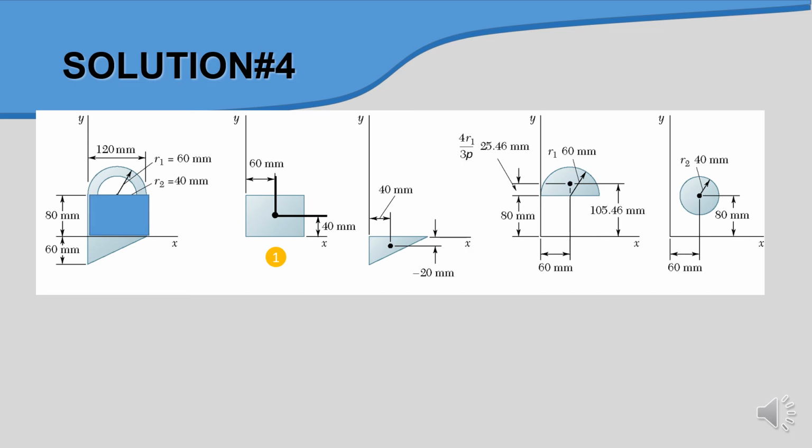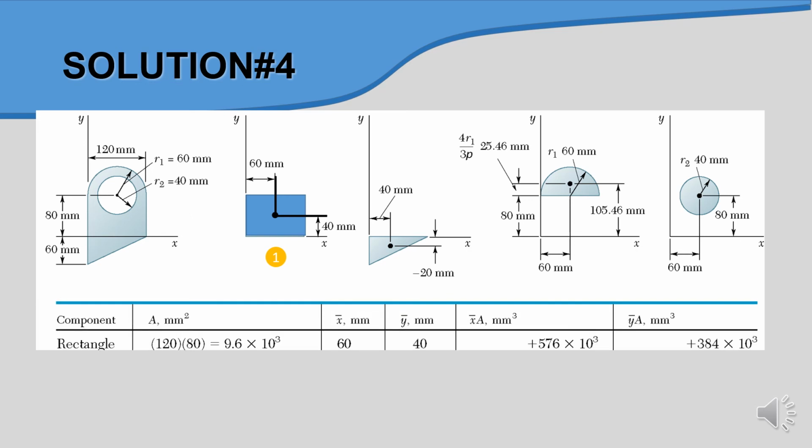So we will proceed to the first shape. Basically we have a rectangle. We calculate the area, and then we try to get the x bar and y bar. Here all the shapes are in the coordinate system, so you cannot simply get the value of x bar and y bar from symmetry, but you need to include the coordinate system.